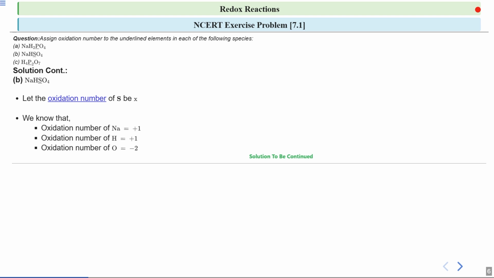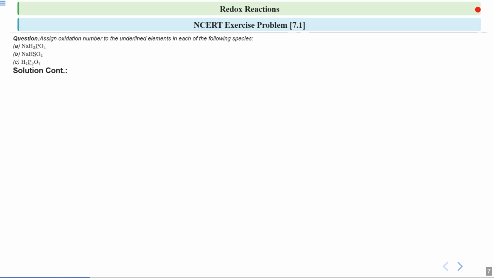Now, what was the compound? It was NaHSO4. Now this NaHSO4 is neutral in nature. Therefore, the summation of all the oxidation states will give 0. Now if you write it for sodium, since one sodium is present, 1 into +1. For hydrogen, 1 into +1. Again for sulfur, it is 1 into X, and for oxygen, it is -2 into 4.